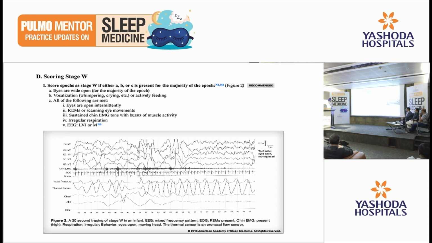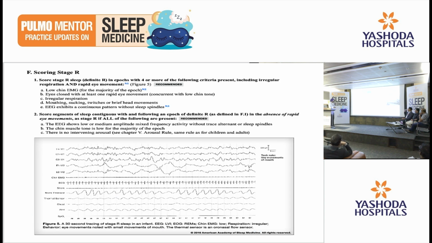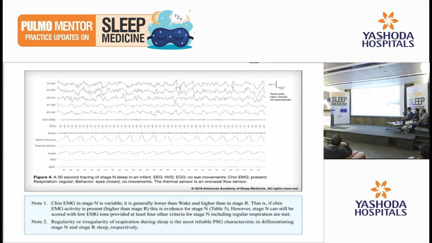Wakefulness, like I told you, you need to pay attention to EEG, EOG, and chin EMG, and the behavior also. During wakefulness, the child may be crying or drinking milk along with other EEG, EOG, and chin EMG features. Stage non-REM, the behavior of the child will change and the waveforms in EEG, EOG, and chin EMG will change. That will allow you to score stage non-REM. Similarly, when it comes to REM, you will see rapid eye movements and the EEG features, and the respiration will be a bit irregular, unlike in non-REM sleep where respiration is very regular in the child.